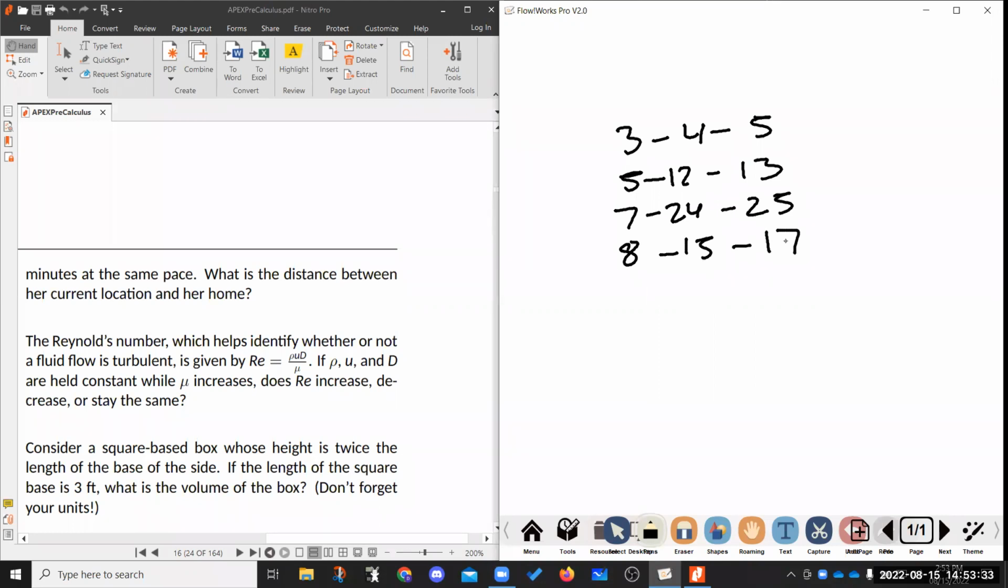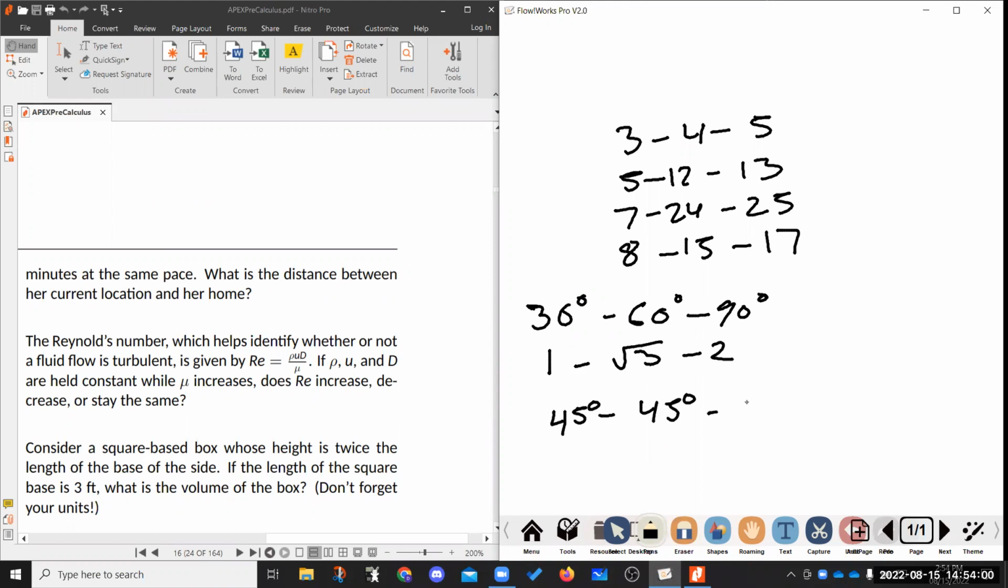So you're going to also have some special relationships for a 30, 60, 90 degree right triangle. Those will be in a proportion of 1 to the square root of 3 to 2. And then your 45, 45, 90 right triangle will be in a proportion of 1 to 1 to the square root of 2. We'll talk about those more when we get to trigonometry, but I figure since special right triangles came up, we might as well mention them here.